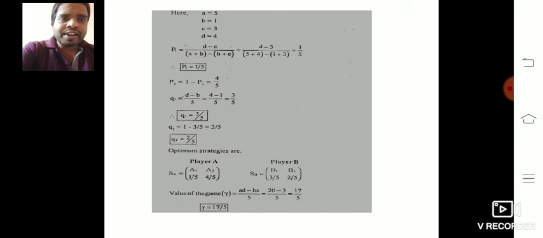Write down the optimal strategies for the player A, SA equals matrix A1 A2, with 1 by 5 and 4 by 5 as the P1 P2 values. And for the player B, SB matrix B1 B2, write down Q1 value as 3 by 5 and Q2 as 2 by 5. The value of the game we are getting is 17 by 5. That indicates that player A is the winner here because of the positive value.